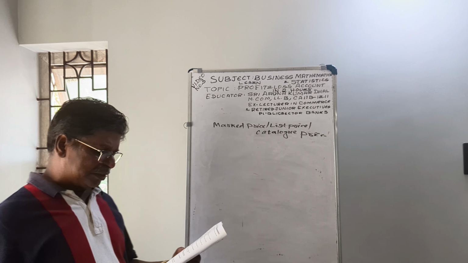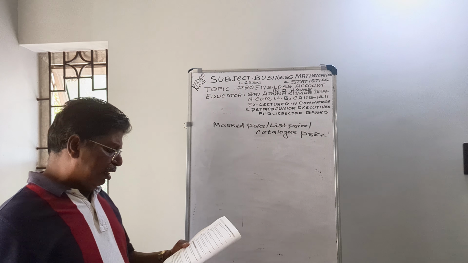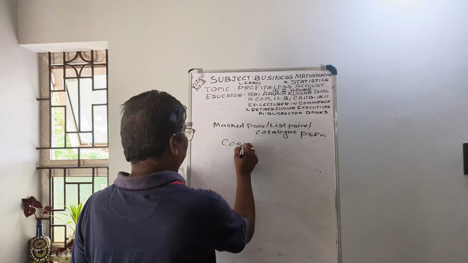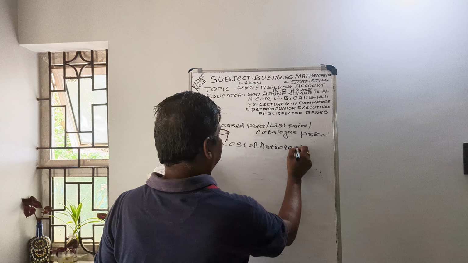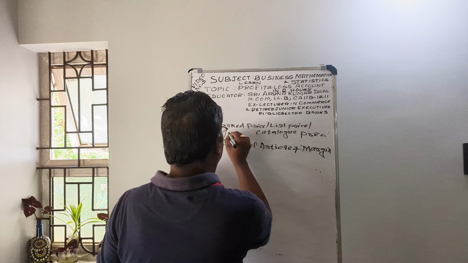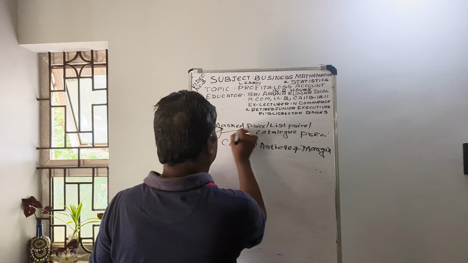In fixing such a price, a margin is added to the cost of the article. So the cost of the article plus some margin is added to cover the sales price. This mark price is cost price plus margin.